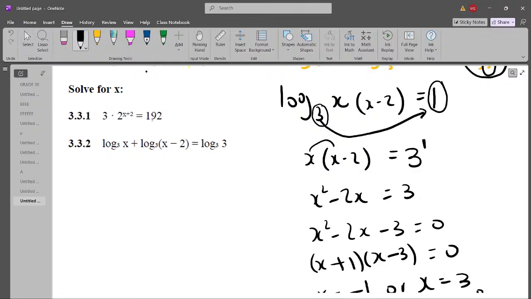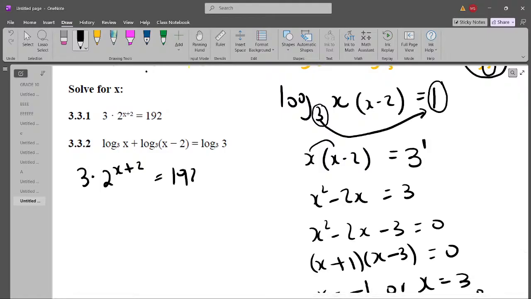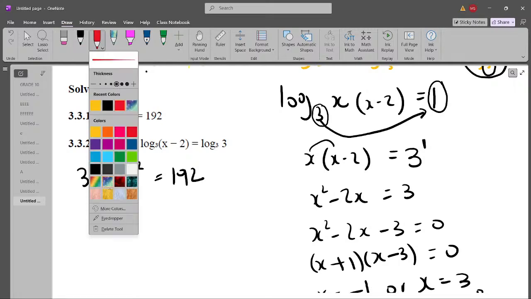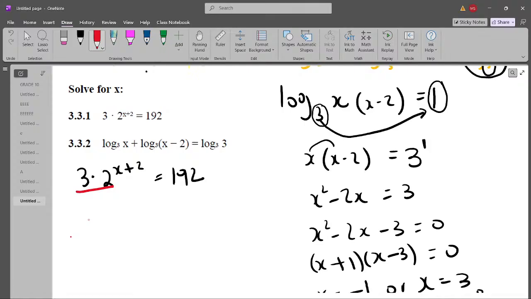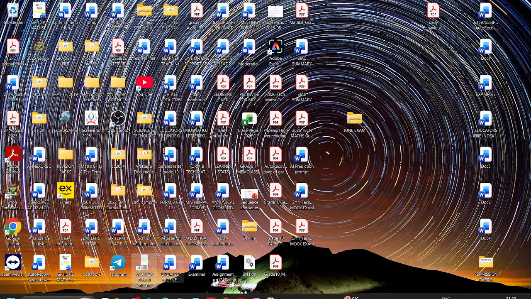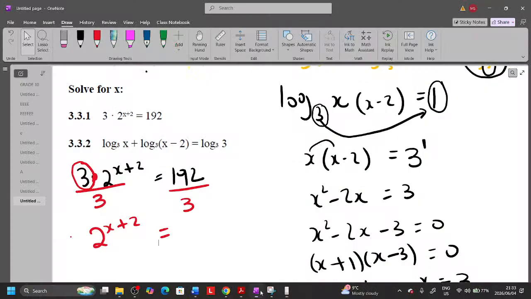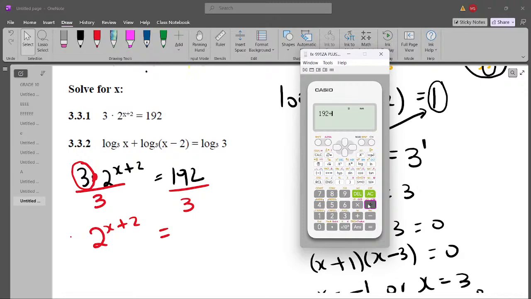And then this last one here, that says 3 to the power of 2x plus 2 is equals to 192. Again, we need to get rid of this 3, which is combined with the multiplication here, needs to go. Divide by 3. Divide by 3. Then you'll be left with 2 to the power of x plus 2, then 192 divided by 3. Let's check what is 192 divided by 3. It's 64.